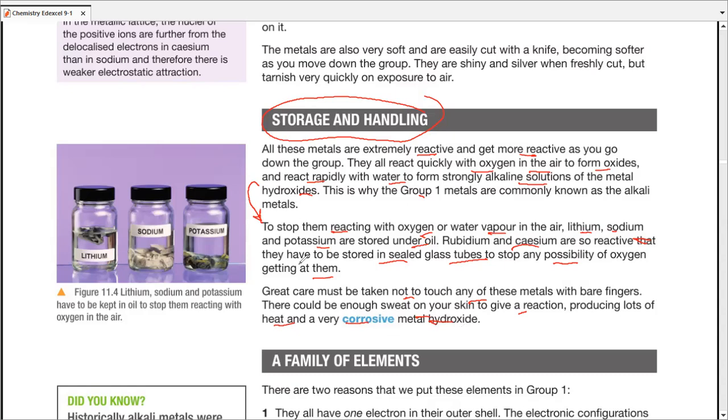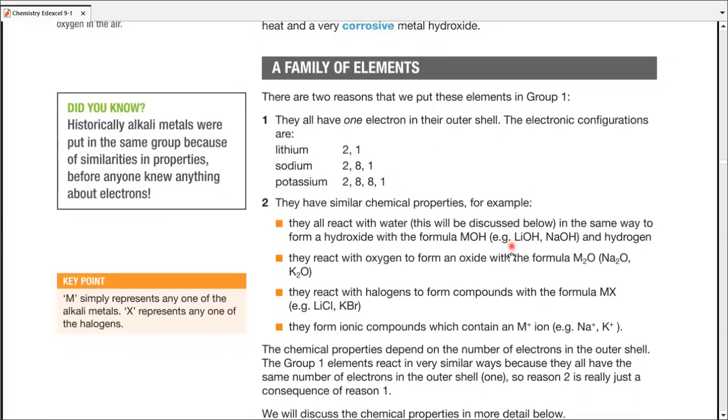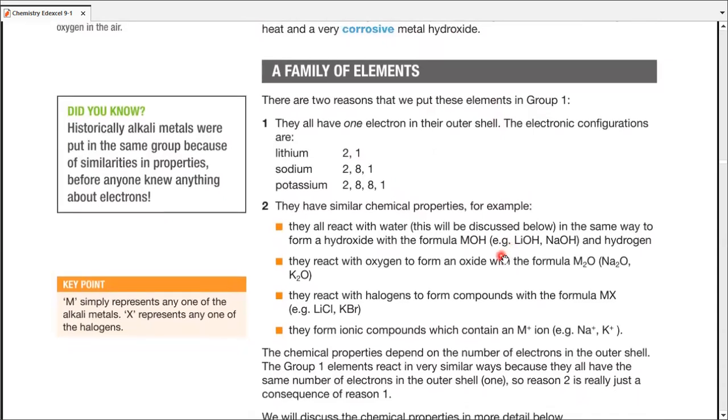You can see lithium, sodium, potassium in front of you, right? Moving on. Now, this is a family of elements. Why do we put these elements in group one? There are two major reasons why we do that.